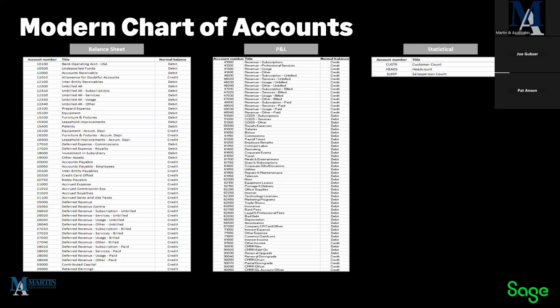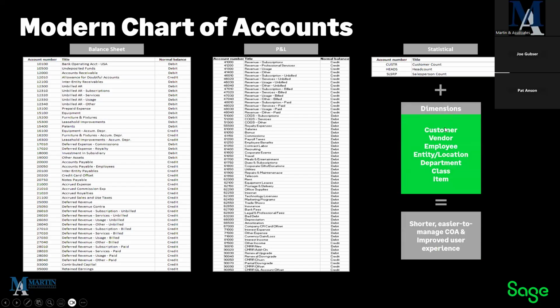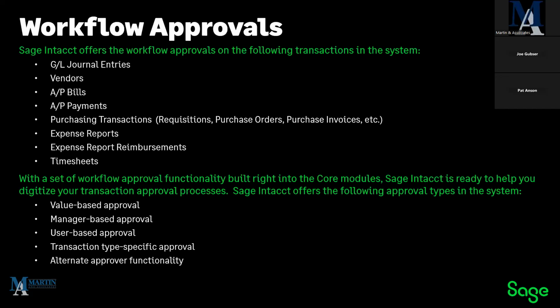Sage Intacct uses a more modern chart of accounts. So your chart of accounts is just your main account or your natural account. With that, you then leverage off your dimensions that we talked about to get a shorter, more concise chart of accounts. And we're going to see all this in action here in a little bit.